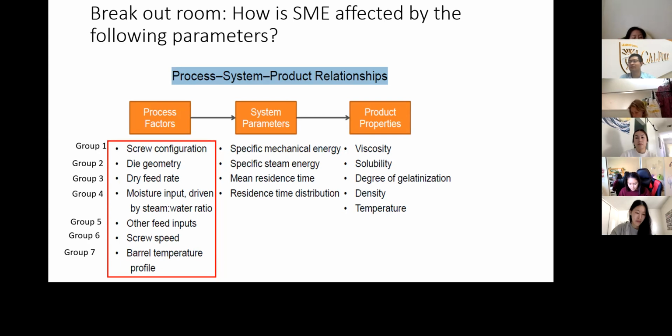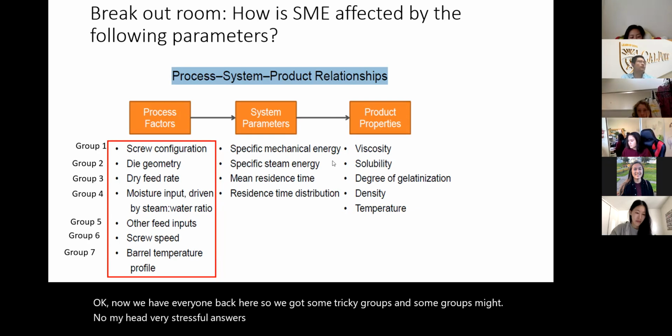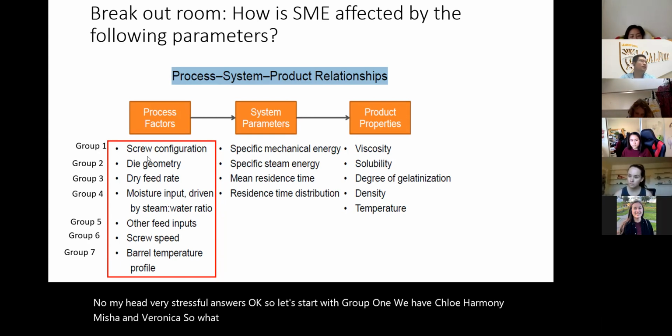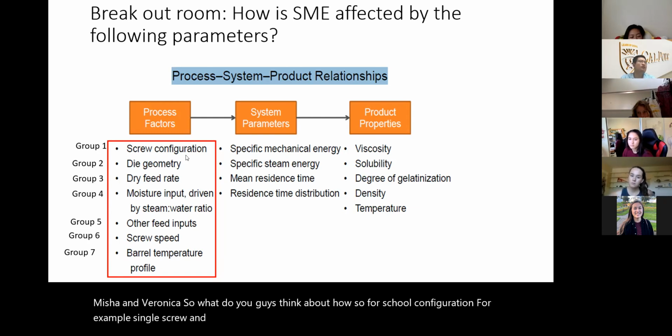Okay, now we have everyone back here. So we got some tricky groups, and some groups might have very straightforward answers. Okay, so let's start with group one. We have Chloe, Harmony, Misha, and Veronica. So what do you guys think? For screw configuration, for example, single screw and twin screw, which one will generate a larger specific mechanical energy?